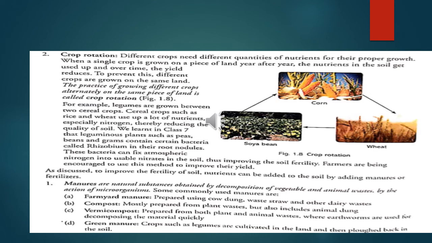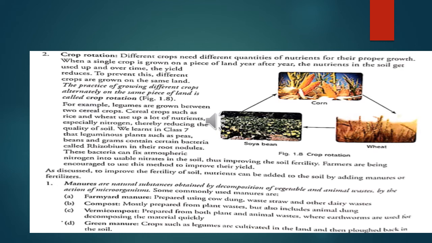Manure is actually a natural substance. It is another process of increasing soil fertility, apart from the two techniques we discussed. Manures are obtained by decomposition of vegetable and animal waste. In another video, we discussed everything about manures.